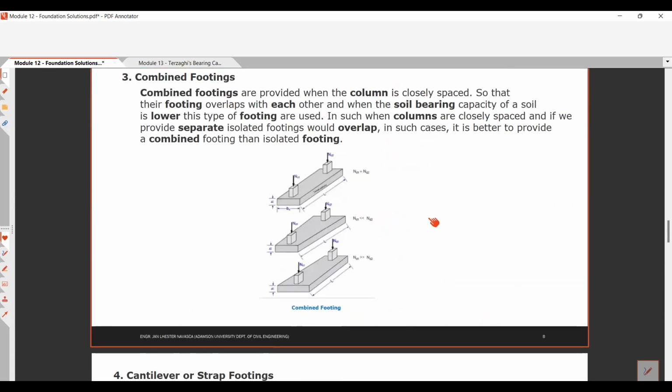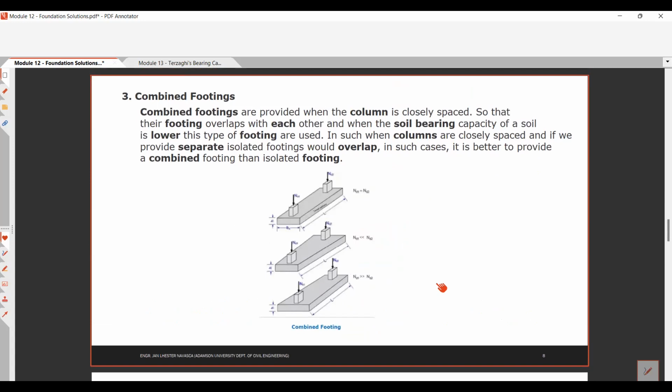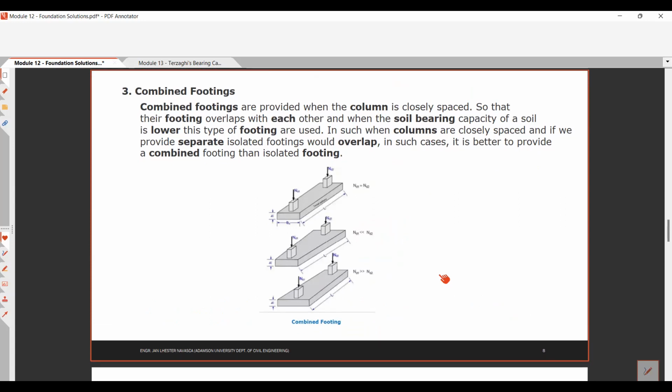So for combined footing, it is provided when the columns are closely spaced. For example, you have closely spaced columns and the foundation area you need overlaps, so that their footings overlap with each other, and when the bearing capacity of the soil is lower, then this type of footing is used. When columns are closely spaced and if we provide separate isolated footings with overlap, it is better to provide a combined footing than an isolated footing.